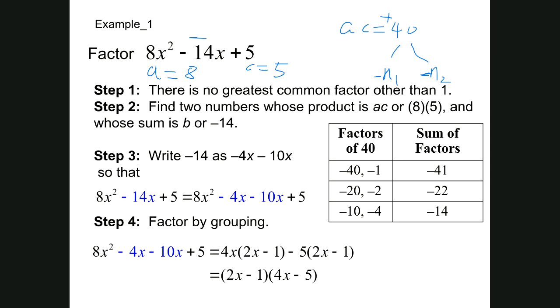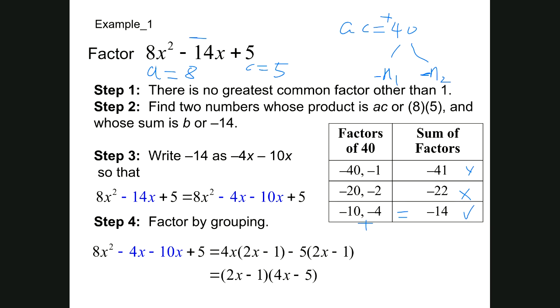So we're going to just try the negative numbers. We can break this down into negative 40 and negative 1. Added together, we get negative 41. So this is not a good one for the middle term. We can break it down into negative 20 and negative 2. Added together, we get negative 22. That's not good. We can also break it down into negative 10 and negative 4. These 2 added together will equal negative 14. So that's the right one.